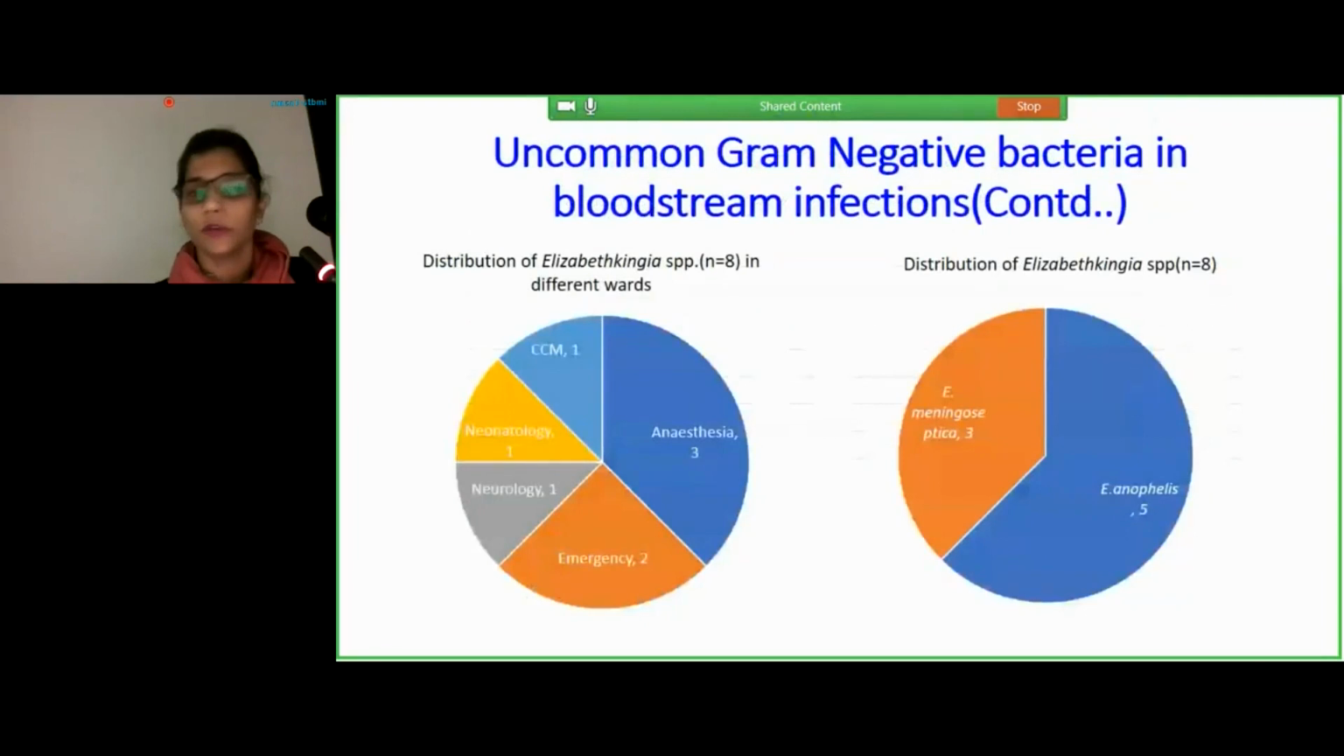Coming on to the next pathogen, this Elizabeth species. We have isolated around 8 such cases, and a maximum were from anesthesia ward, 15 number, followed by emergency, and followed by neurology, from where we got 1 isolate. One species was Elizabeth meningoplectica, which were only 3 in number, while the majority was constituted by Elizabeth singly and office, so 5 in number out of a total 8.